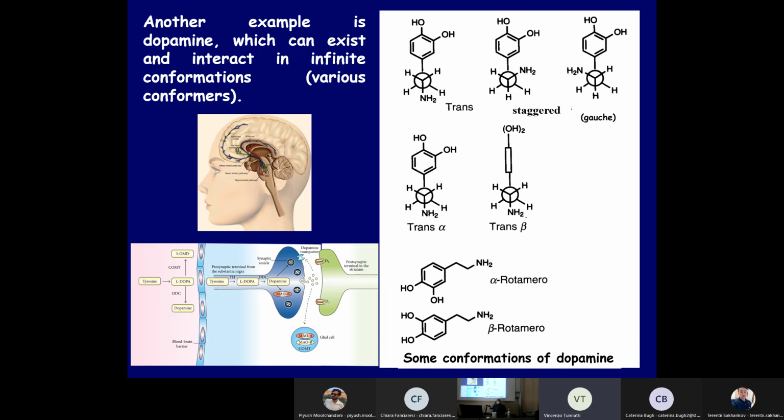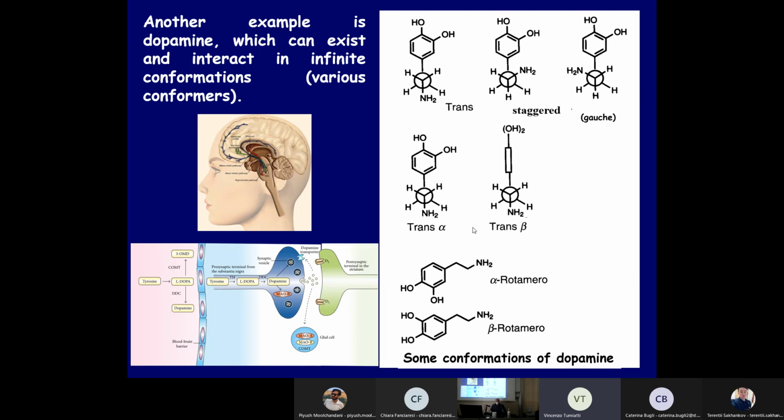The conformations of dopamine were deeply investigated. Why? In order to find an agonist, like dopamine, with increased lipophilicity, to cross the blood-brain barrier. For this goal, the investigators studied a lot of different conformations.